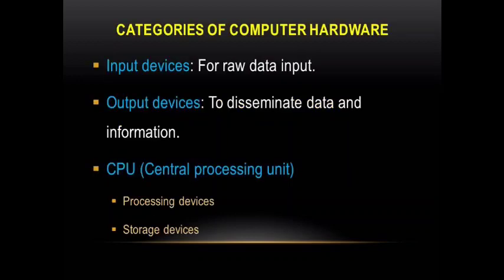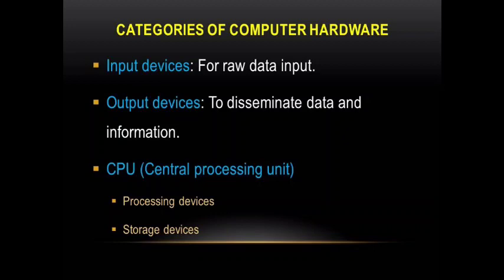Now, the categories of computer hardware. Hardware devices can be classified into three distinct categories. The first, input devices. Input devices are used for raw data input. The second, output devices, which are used to disseminate data and information. And the last one is the CPU, or Central Processing Unit.